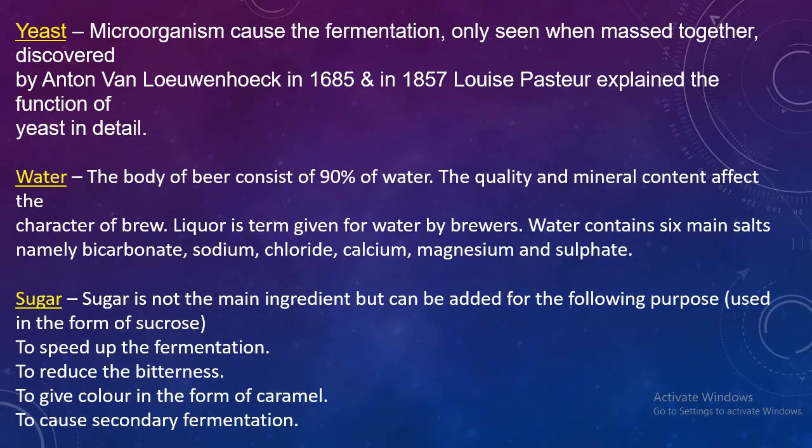The next ingredient which helps in beer making is water. Water gives the body to the beer because beer contains about 90% water. The quality of mineral content affects the character of the brew.